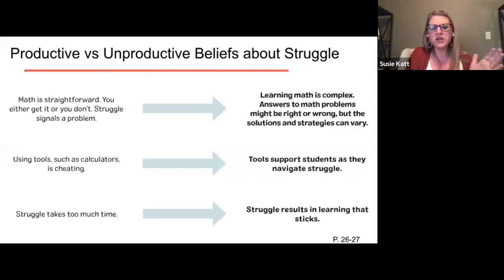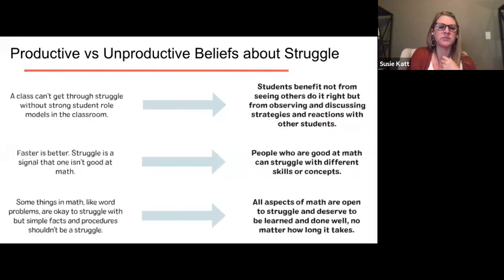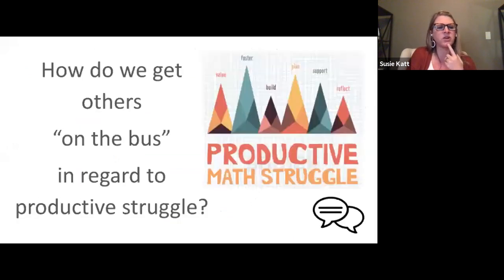This whole idea of shifting from unproductive to productive beliefs about struggle, and having those conversations, might be a tool for you to use to spark some of those conversations in your classrooms, buildings, or contexts. There's lots of things that you can probably relate to, and I think it will evoke some great conversations.